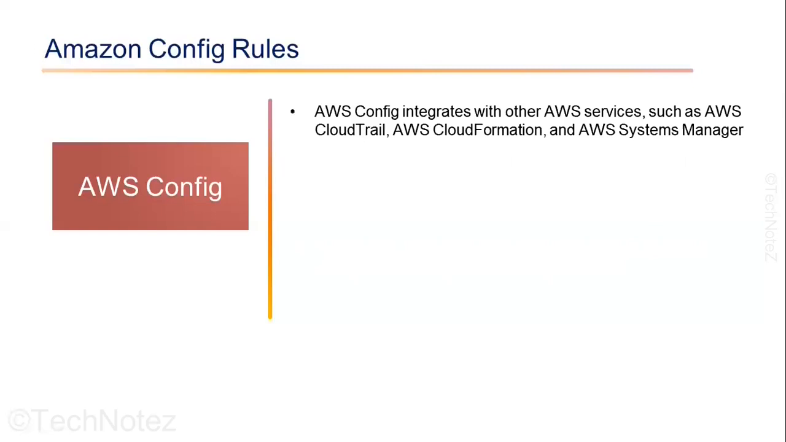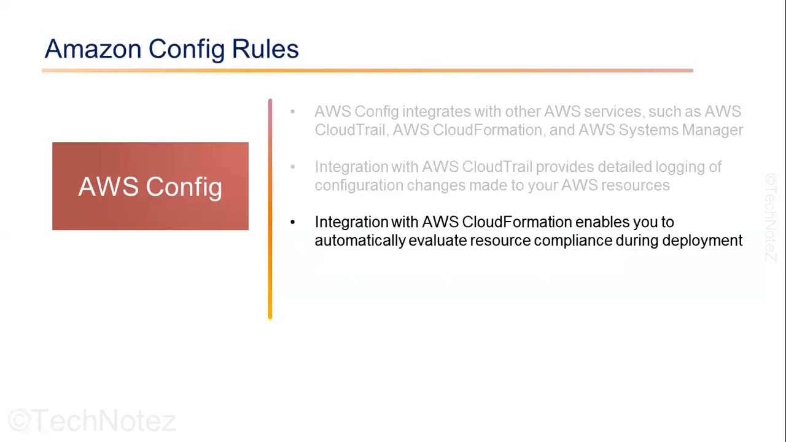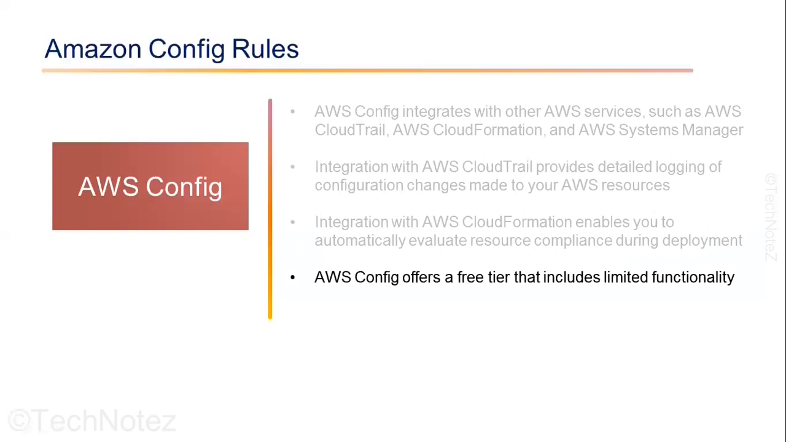AWS Config integrates with other AWS services such as CloudTrail, CloudFormation, and Systems Manager. Integration with AWS CloudTrail provides detailed logging of configuration changes made to your AWS resources. Integration with AWS CloudFormation enables you to automatically evaluate resource compliance during deployment. AWS Config offers a free tier that includes limited functionality. Additional charges apply for more advanced features such as compliance rule evaluation and resource relationship visualizations.